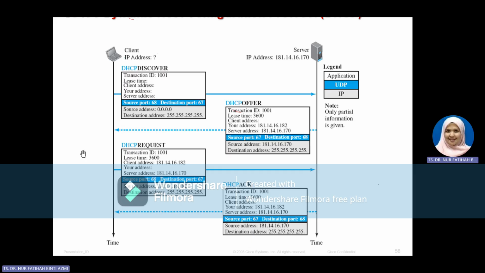So in simple terms, there are 4 steps. Discover is where the client asks for an address, and then we have Offer, where the server proposes the address. Then we have the Request, where the client accepts the offer, and then we have the Acknowledge, where the server confirms the assignment.